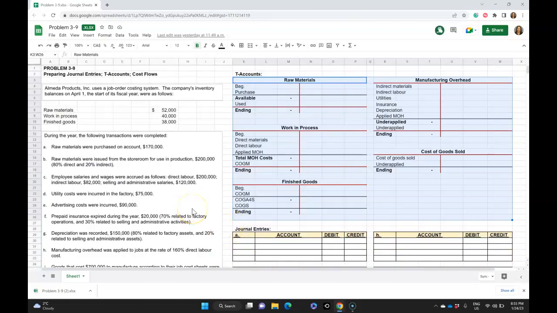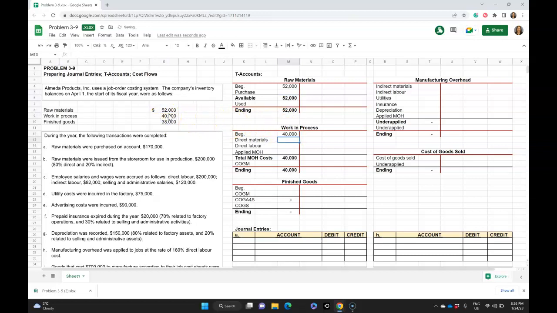Okay, so Almeda Products uses a job order costing system, and the company's inventory balances on April 1st, the start of its fiscal year, were as follows. So I need to put these amounts into my inventory accounts. Raw materials was $52,000, so I'll put that in here. So that's the beginning inventory account. Work in process was $40,000, so I'll put that in here. And then finished goods was $38,000. So these were all of the ending amounts in the previous month, so at the end of March 31st.